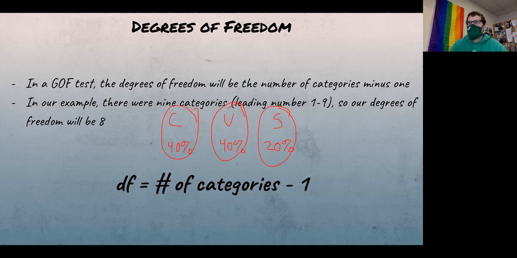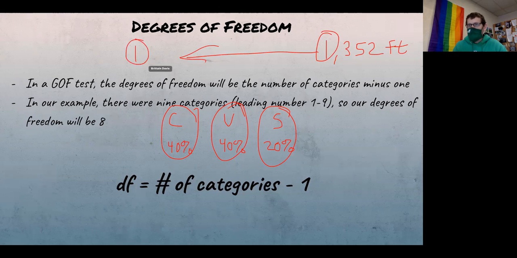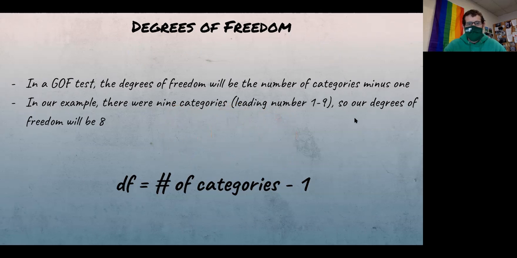What were our 9 categories for? Just the leading numbers, 1, 2, 3, 4, 5, 6, 7, 8, 9. Yeah, and it was a category. I know it sounds quantitative, but if the building was 1,352 feet tall, then it went into the category of 1. All right. So we can have a different number of categories for lots of different goodness of fit scenarios.